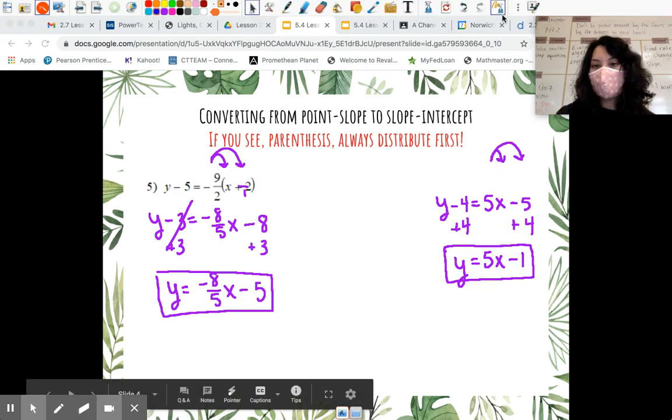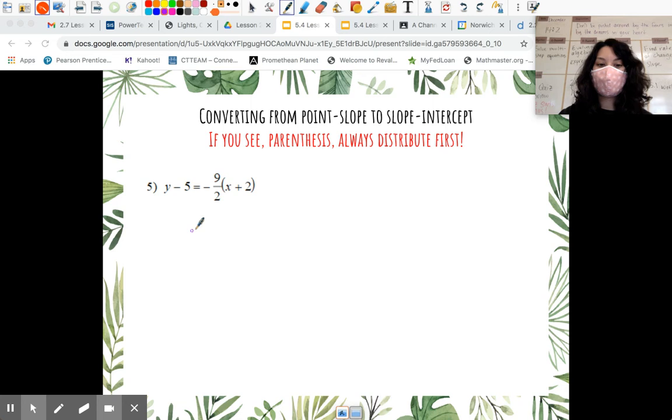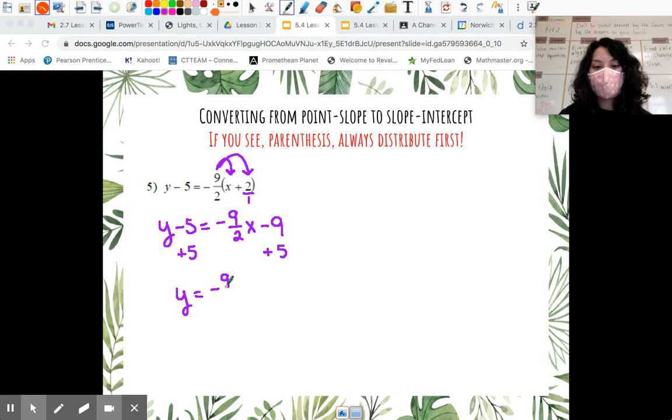And then one more that I think we'll do together, and I believe the next slide contains some you-try problems. So I'm going to distribute first. I get y minus 5 equals -9/2 x. The 2s are going to cross cancel for my second product, leaving me with a -9. Isolate the y by adding 5 to both sides. You get y equals -9/2 x minus 4. Final answer.